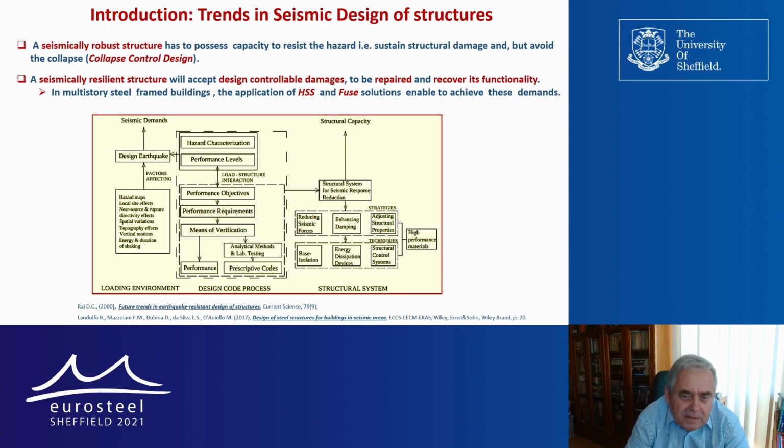Speaking about the strategies, which you can see on the right side of the slide, there are three: reducing seismic forces, enhancing damping, and adjusting structural properties. The application of high performance materials, among them high strength steels, is the last one, adjusting structural properties, the strategy to be applied.